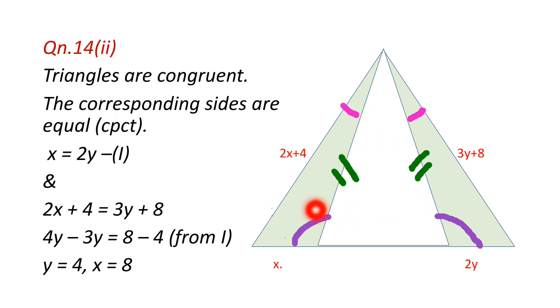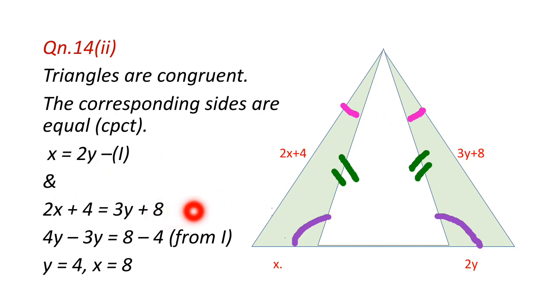So we can take the corresponding sides equal. Like here we have this x, which is the corresponding side of this 2y. So this one is CPCT, corresponding parts of congruent triangles. So this length x must be equal to this 2y. So this is marked as equation 1. And this side 2x plus 4 is equal to 3y plus 8. This is marked as equation 2.